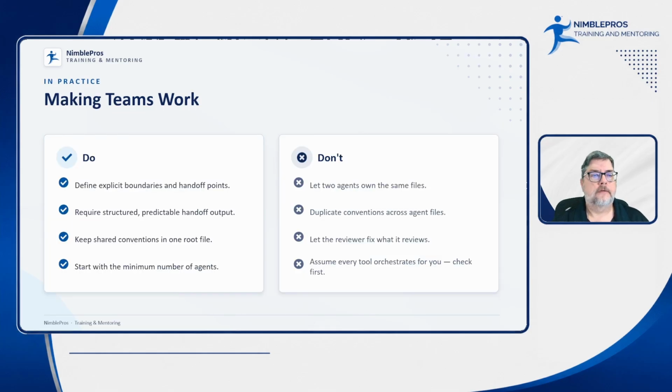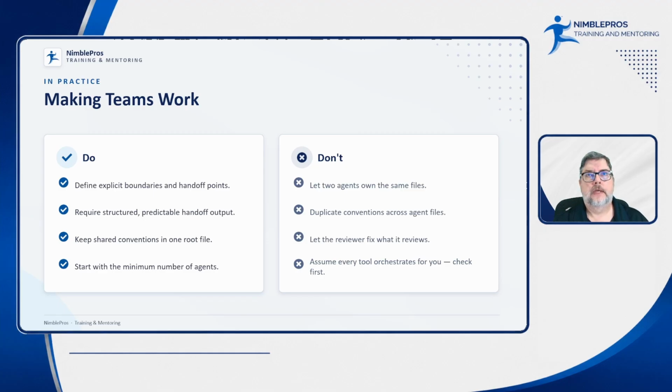So a few do's and don'ts for making sure that your agent teams are successful. Again, make sure that you have those explicit boundaries and handoff points. Make sure you're detailing out what the handoff is, what the expectation is of, you do this piece and here's the information that you need to give me back so that I can coordinate with the next AI agent. Have those predictable, as it says, handoff outputs.